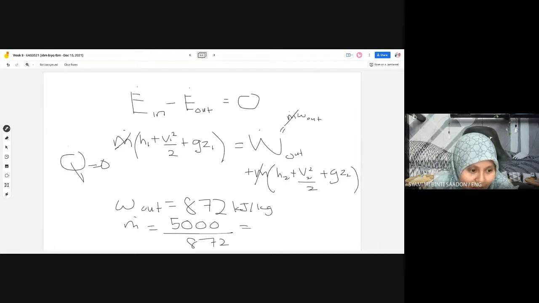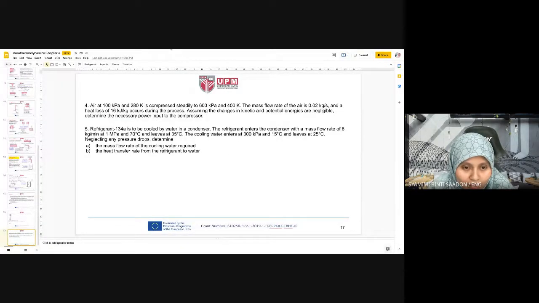Okay. Second question. So number 4 in the slide. So number 4 is actually quite the same method as previously, just now steam turbine. So air at 100 kilopascal and 280 Kelvin is compressed steadily to 600 kilopascal and 400 Kelvin. The mass flow rate of the air is 0.02 kilogram per second and the heat loss of 16 kilojoule per kilogram occurs during the process.